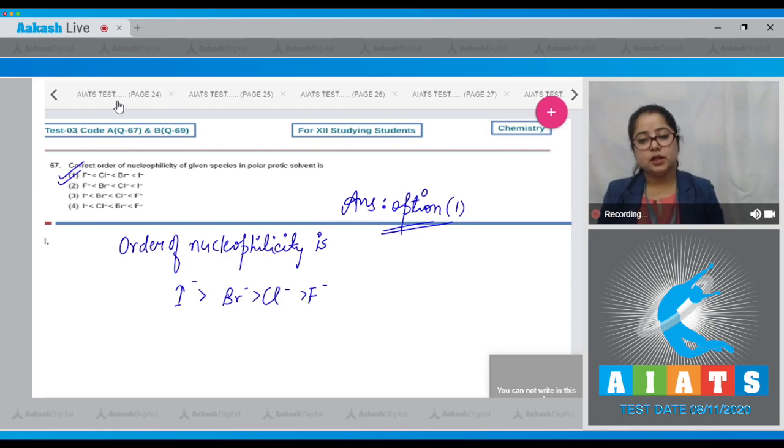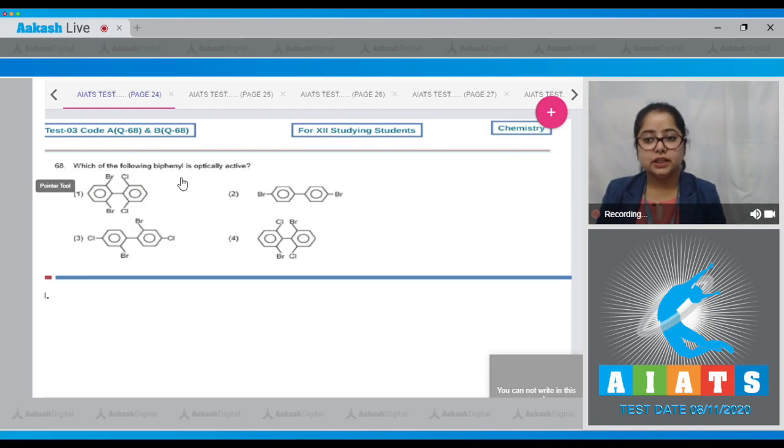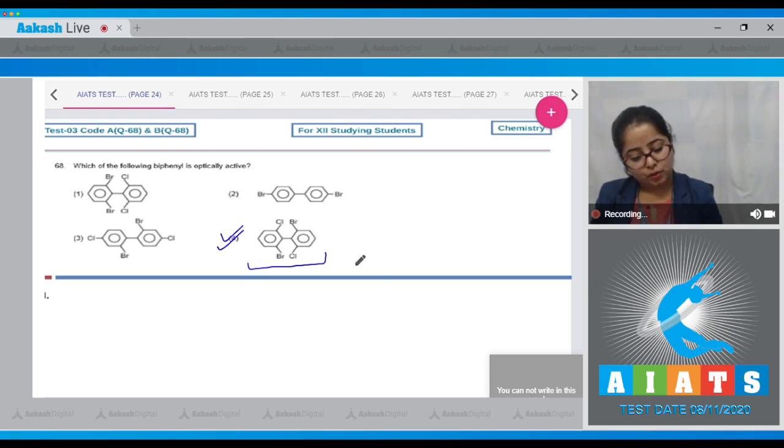Going to next question. Which of the following biphenyl is optically active? Students, we are given 4 compounds, 4 biphenyl rings, and we have to answer which is optically active. Students, for this question we need to know the compounds which do not contain plane of symmetry are optically active. So it is very clear that option number 4 will be optically active since there is no plane of symmetry. That means the correct answer is option number 4.